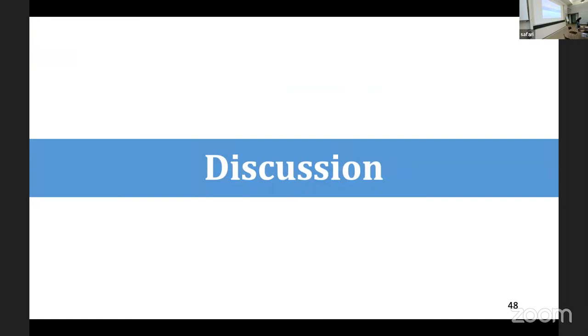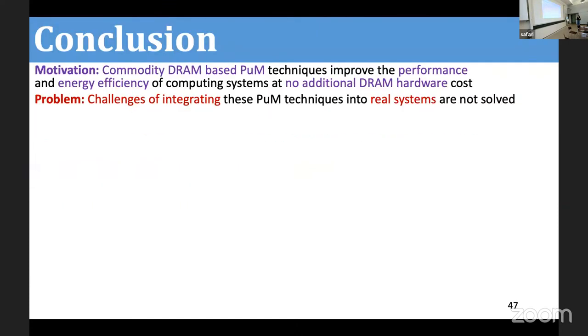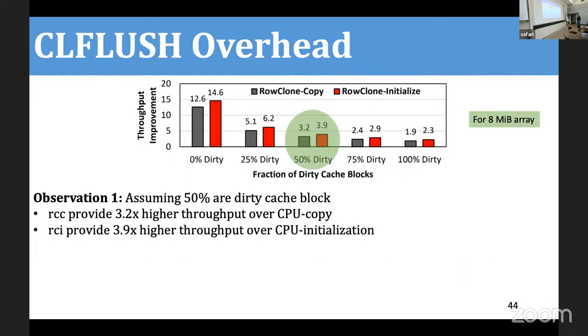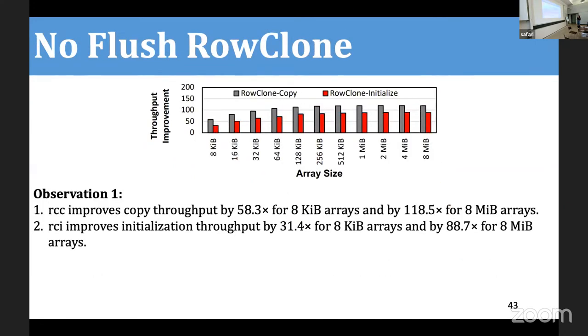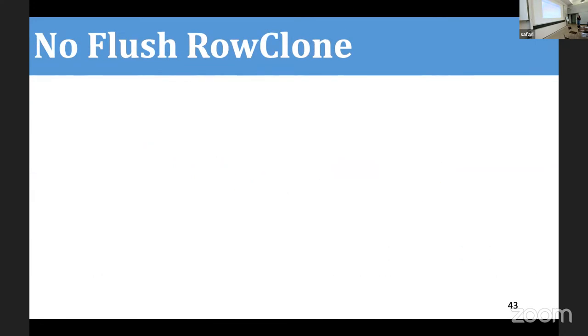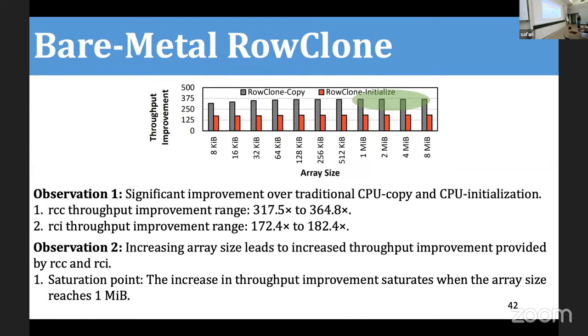Yes. On slide 42, in the figure, one can see considerably better throughput improvement for RowClone copy operations than for RowClone initialize operations. It's almost double as high as for the initialization operations. What are possible reasons for that?